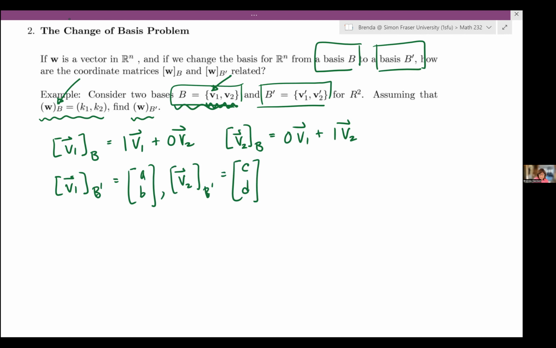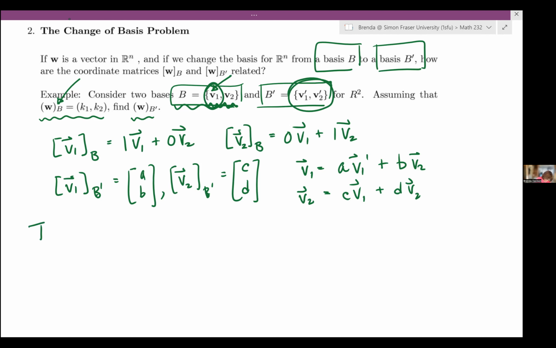This means that the original vectors, V1, this basis vector right here, will be some amount of V1 prime plus some other amount of V2 prime. And V2 will similarly be some amount of V1 prime and some amount of V2 prime.